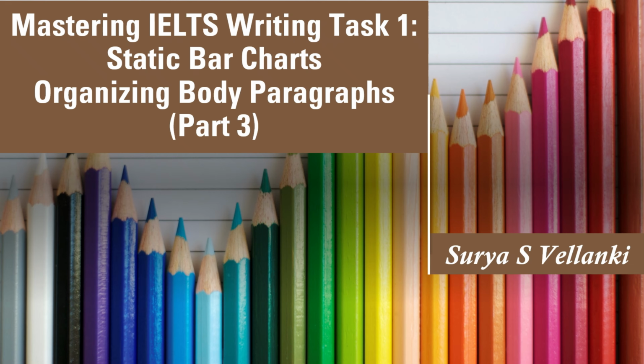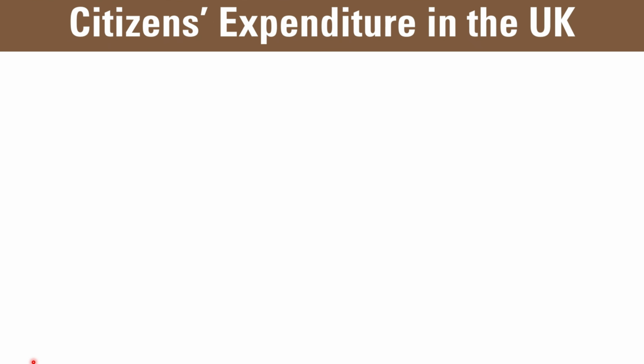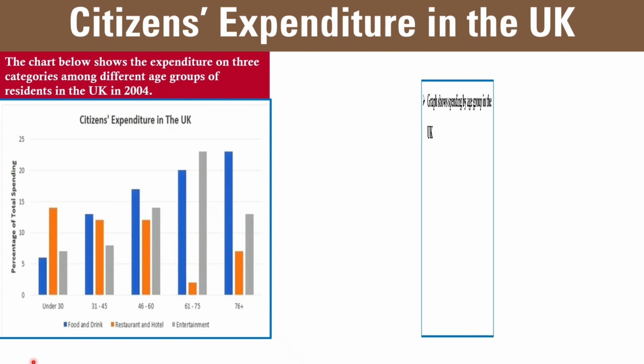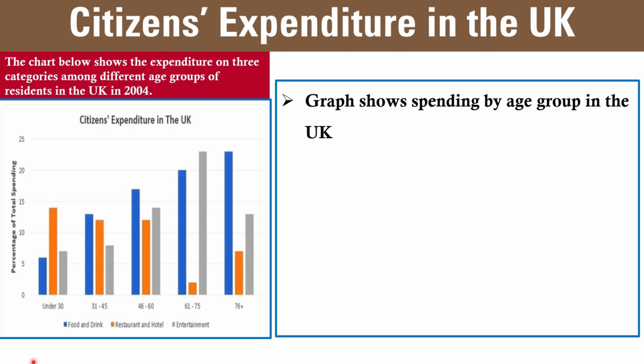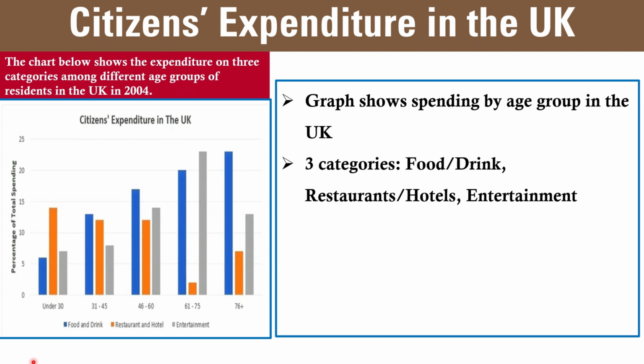Let's begin. Let's look at the bar graph here. It shows citizens' expenditure in the UK. The three categories are food and drink, restaurants and hotels, and entertainment. On the x-axis, the data is organized by age group, from people under 30 to those over 76. For each age group, there are 3 bars, showing how much they spent on each category.